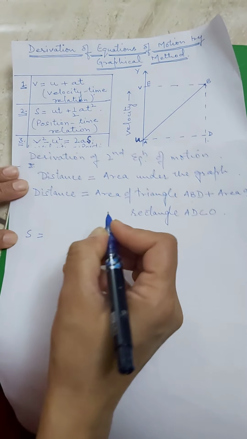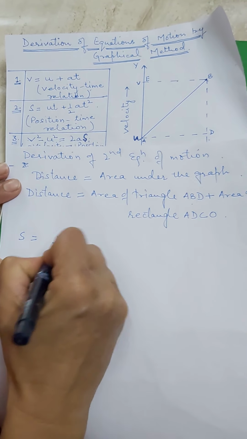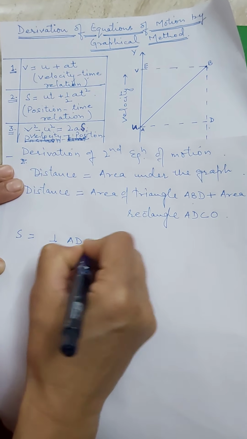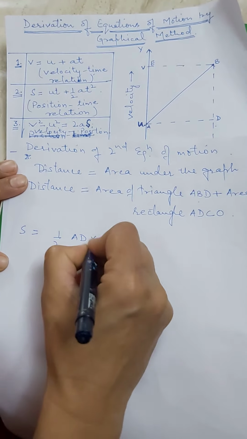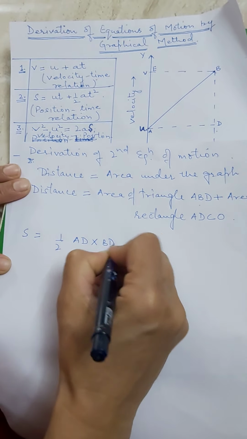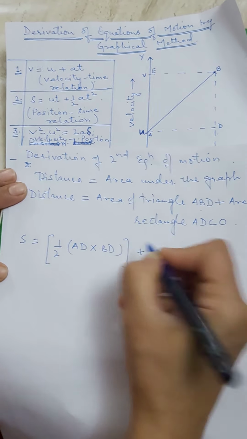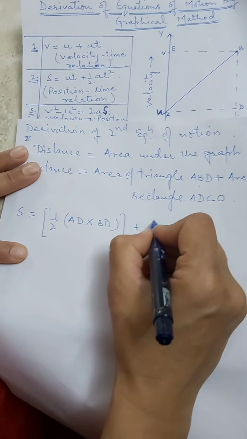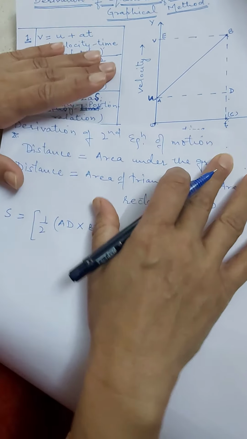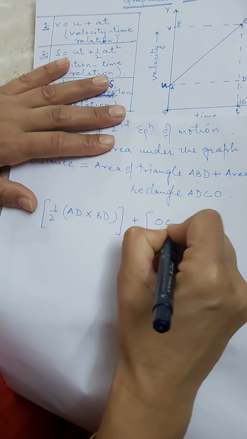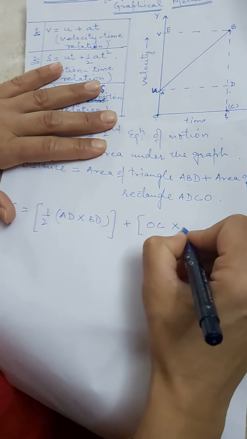And here the area of a triangle is half base into height. What is the base? AD into the height of the triangle BD, plus area of rectangle, length into breadth. What is the length of the rectangle? This is OC, into breadth OA.